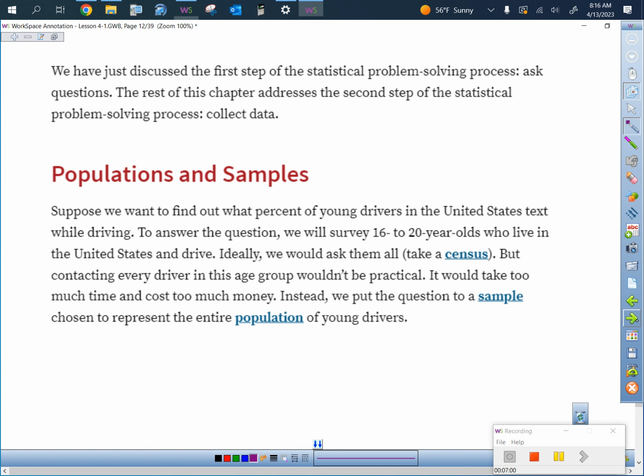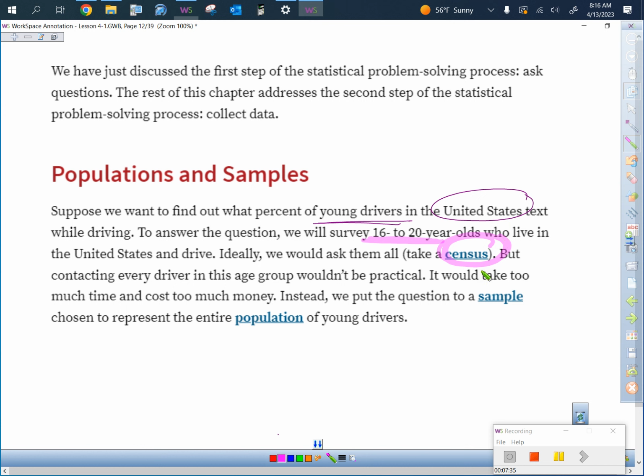Suppose we wanted to find the percent of young drivers in the U.S. that text while driving, right? We want to find that information. To answer the question, we're going to survey every 16 to 20-year-old who lives in the United States and drives. Ideally, to get them all, you take what's called a census. We'll define it in a second.